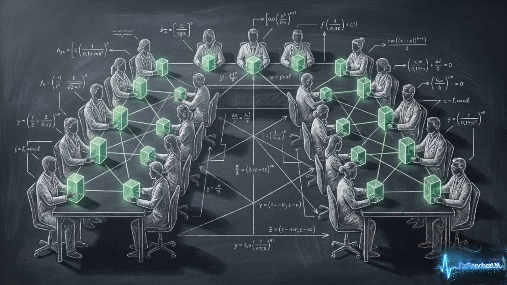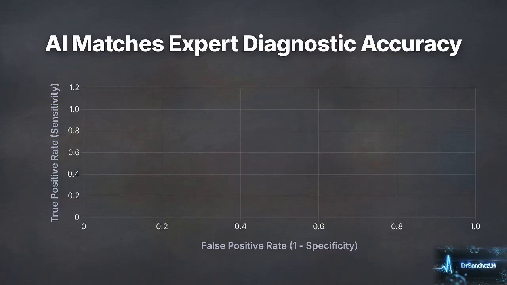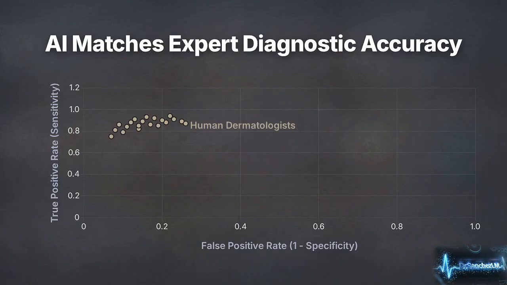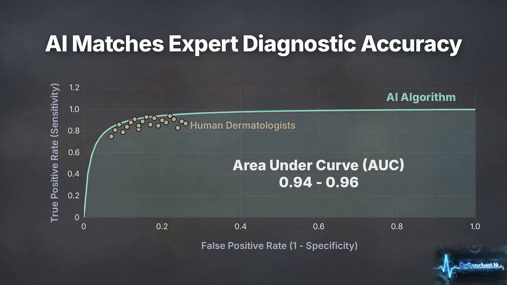eye. To test the system, the team organized a benchmark study against 21 board-certified dermatologists. Both the humans and the machine were tasked with a binary classification challenge: look at a lesion and determine if it was malignant or benign. This graph charts the resulting diagnostic accuracy. The data, published in the journal Nature, showed the algorithm matching the experts with an area under the curve, or AUC, score of 0.94 to 0.96.